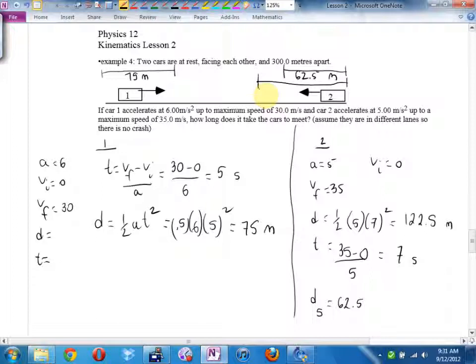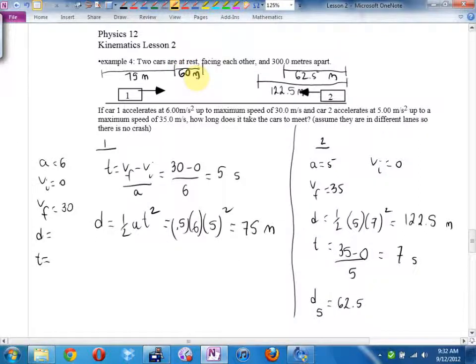Okay. So after 7 seconds, how far has car 2 traveled? 122.5. After 7 seconds, how far has car 1 traveled? Well, it's gone 75 meters in the first 5. Now it's going at a constant speed. How fast? 30 for how many more seconds? 2. How many meters will it cover? 60 more? Let's put that 60 underneath, Mr. Duke.